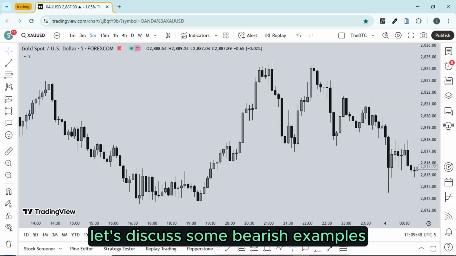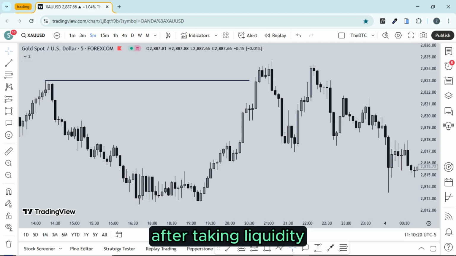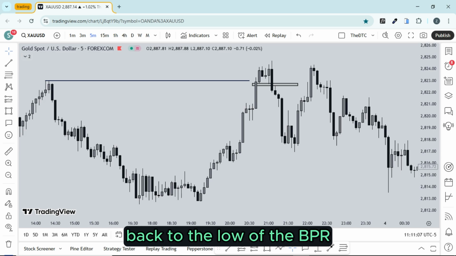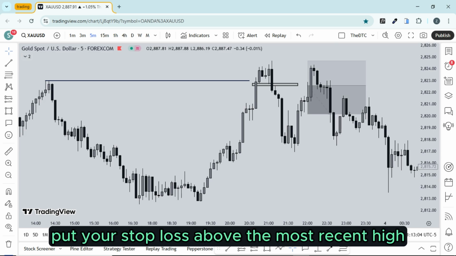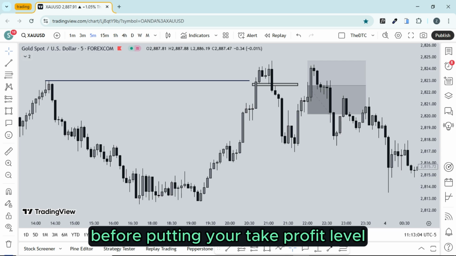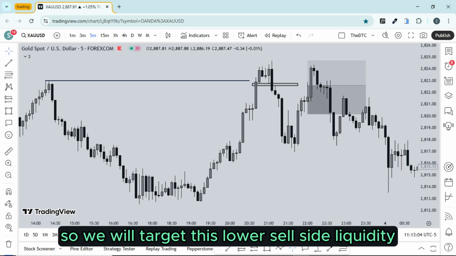Let's discuss some bearish examples. First of all, you see the price has taken this buy side liquidity. After taking liquidity, it changed the direction and formed a BPR here. Once the price retraces back to the low of the BPR, we will enter a sell trade. Put your stop loss above the most recent high and wait for the market to give you an idea about how strong the trend is before putting your take profit level. As you can see, this is a really strong bearish trend, so we will target this lower sell side liquidity.